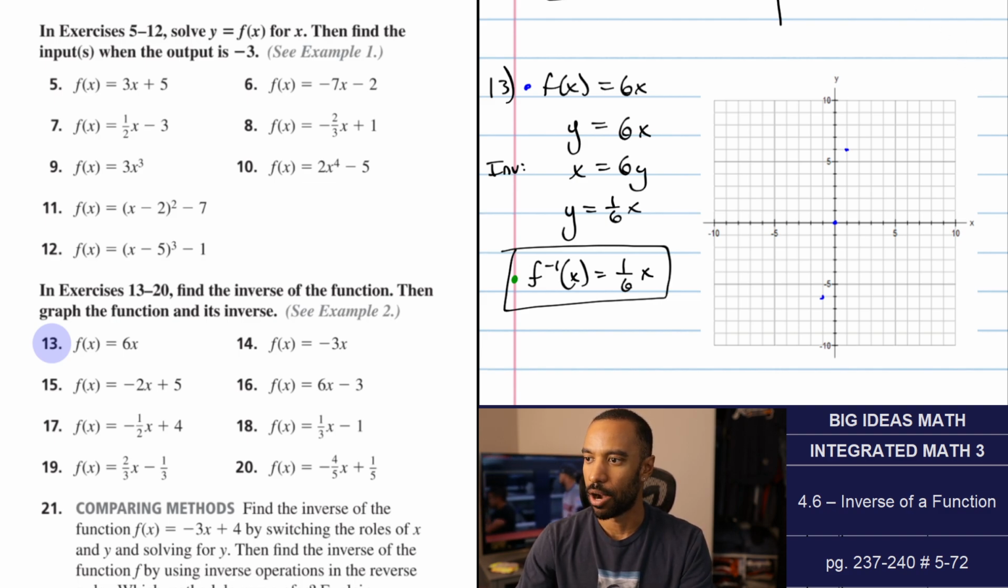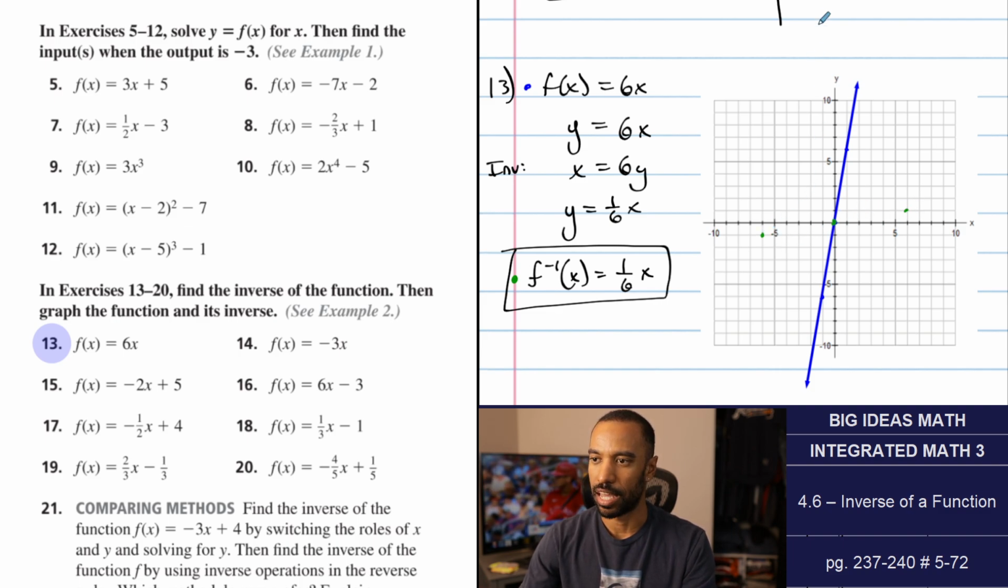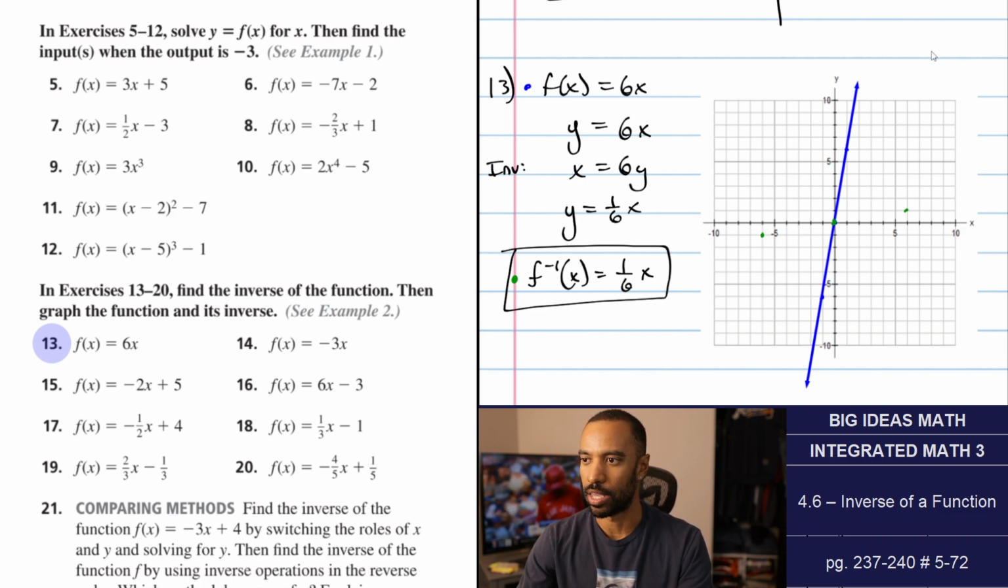I'm getting my line ready to be drawn here. So it'll go like this. The other equation is y equals 1/6 x, and that is a y-intercept of 0, but a slope of 1/6. It's not negative. It doesn't have to do with being negative. It has to do with reflecting across the line y equals x, flipping over that thing. And this does exactly that.